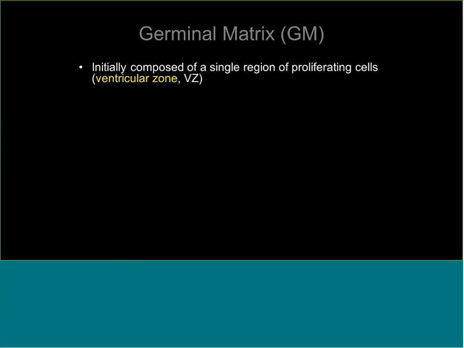Okay, so let's talk a little bit about the germinal matrix. The germinal matrix, until about 16 or 17 weeks, is composed of a single region called the ventricular zone. We'll talk about that.